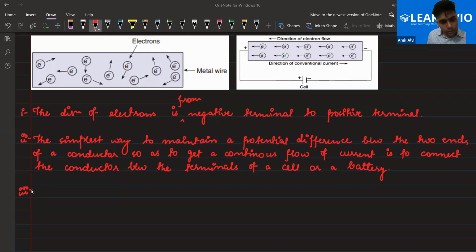Okay, so the conventional direction of current that we generally take. Conventional.